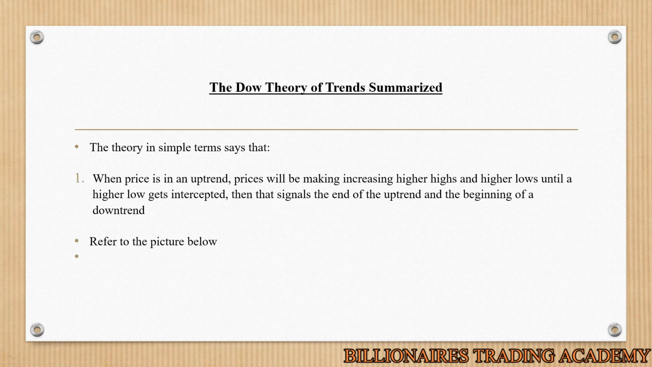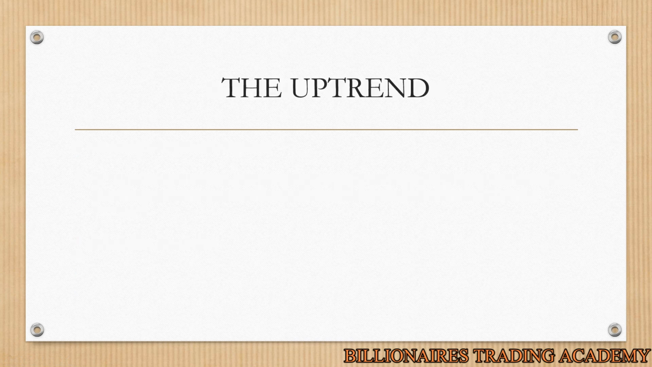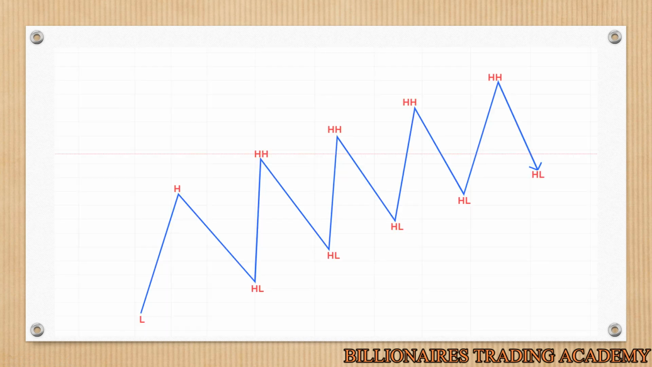What he says is that when price is in an uptrend, price will be making increasing higher highs and higher lows until a higher low gets intercepted. Then that's a signal of the end of an uptrend. So, ladies and gentlemen, what makes up an uptrend? An uptrend is made up of higher highs and higher lows. Let us just see a picture.